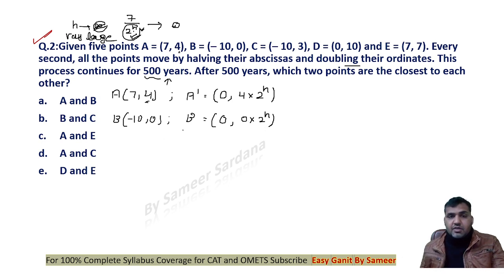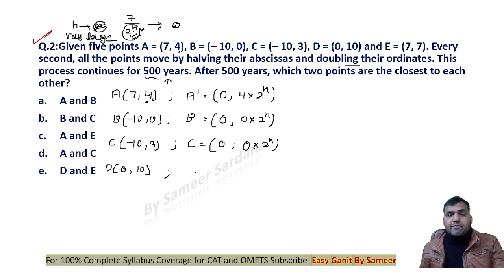Now B would be 0 into 0 to power n. C here you can see is minus 10 and 3, right? Again if it becomes half, again it will tend to 0, right? And this will be 2 power n. D here again is 0, 10, right? The abscissa of D will again become 0, and it is 10 multiplied by 2 raised to power n. Then we have the point E here, right?